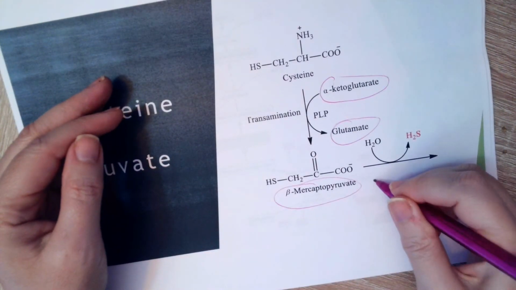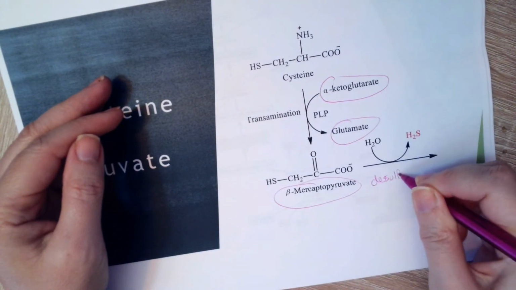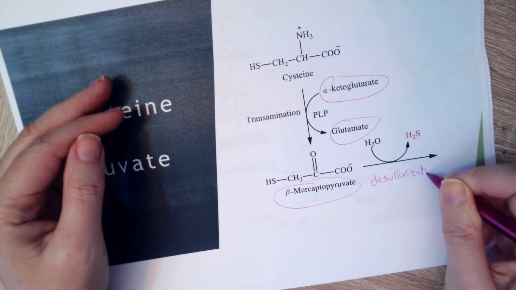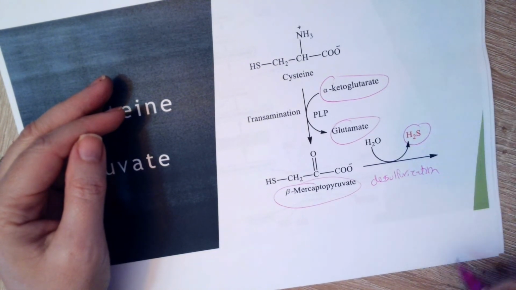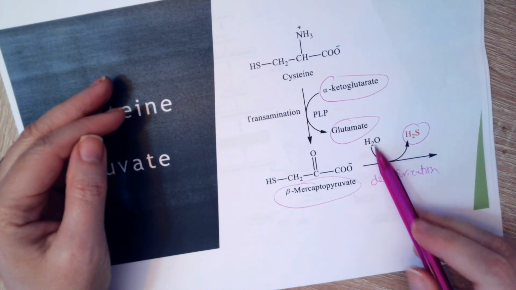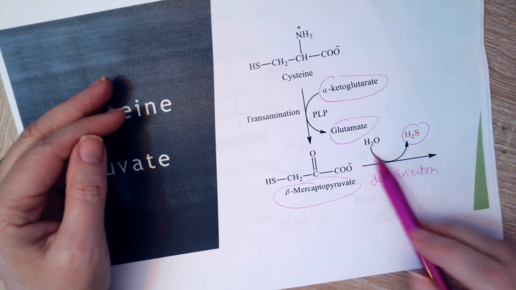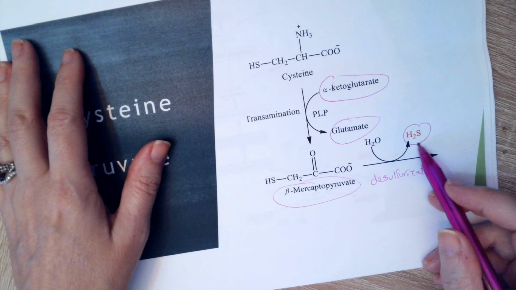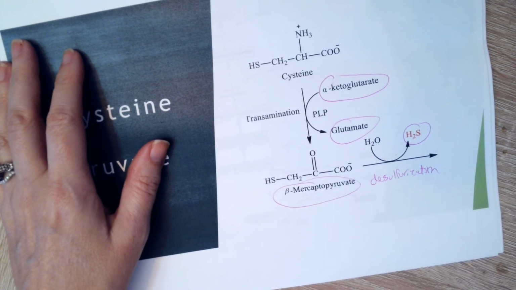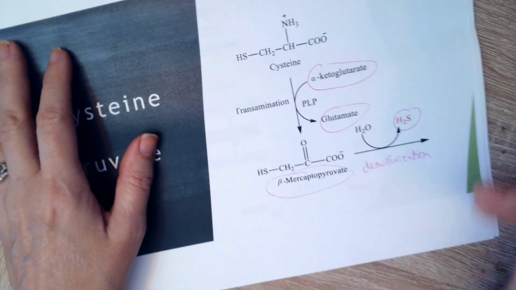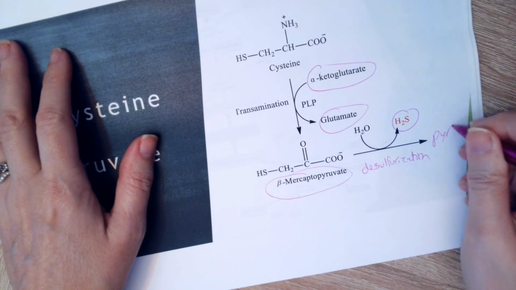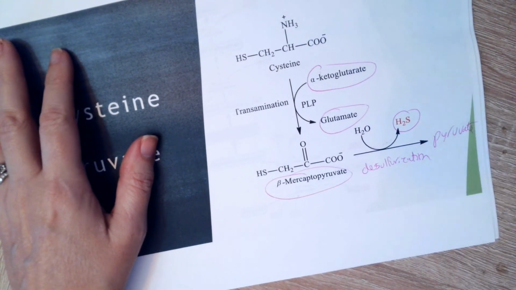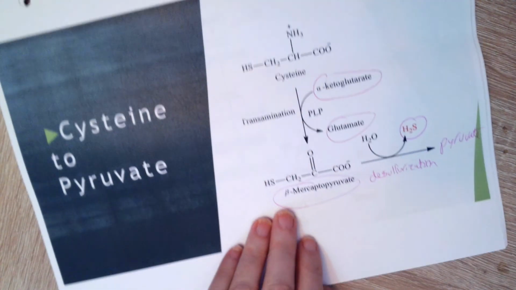And then we're going to do the desulfurization, which happens here. You'll notice that we just took a water and we added it, or we used it to essentially break the sulfur right there off of that. And now we have pyruvate, and we can do gluconeogenesis.